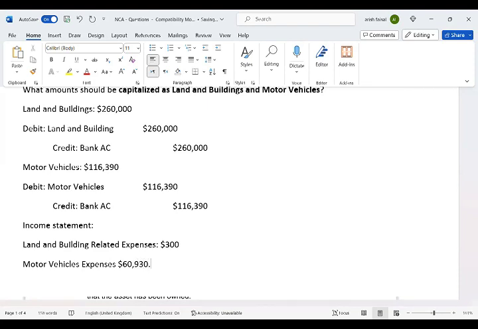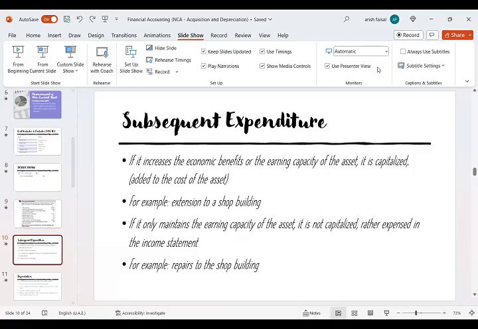So it's very important that you classify the costs correctly, because if you do not classify them correctly, your assets and your profit figure will be misstated. So it has to be very carefully categorized between capital expenditures and revenue expenditures. Now, moving further, we might have a subsequent expenditure on the same asset which you have initially recognized.